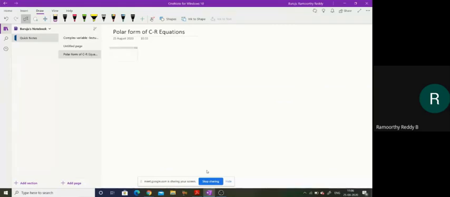So in the last class, we saw what the Cauchy-Riemann equations are in Cartesian form. In today's lecture, we will go with the polar form of the CR equations, and some problems, and then what a harmonic function is and how to find the harmonic conjugate of a given real or imaginary part. Those concepts we will discuss today.